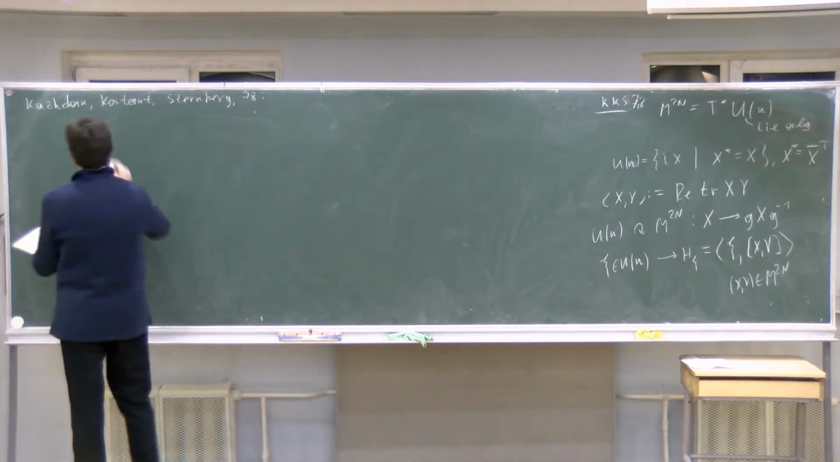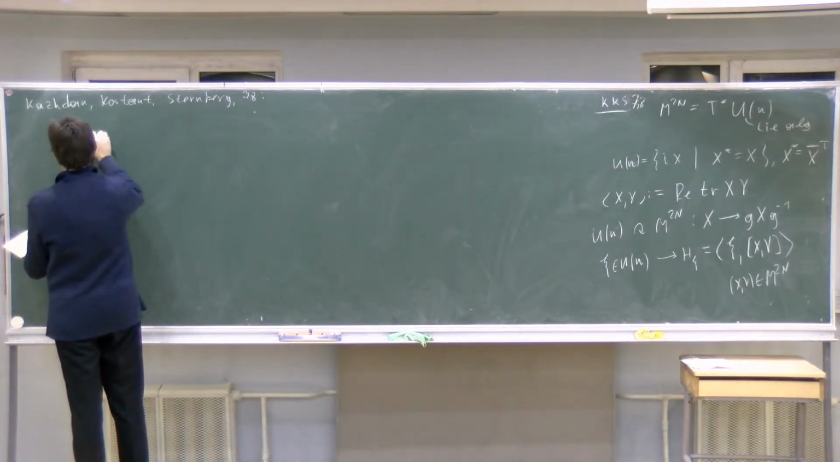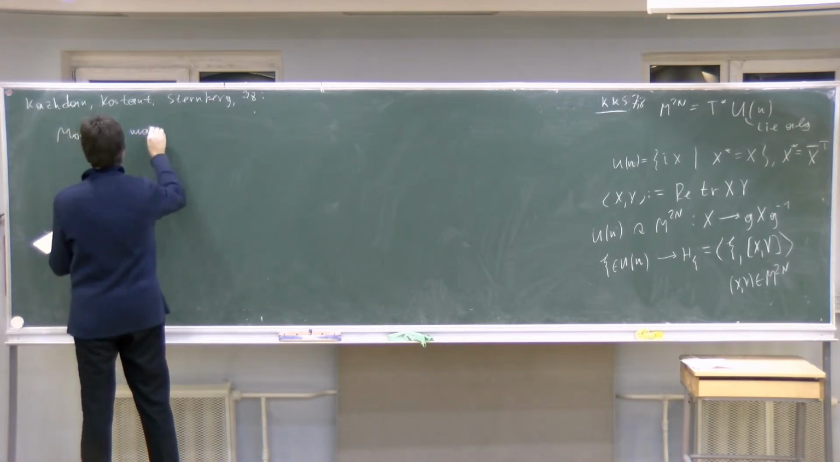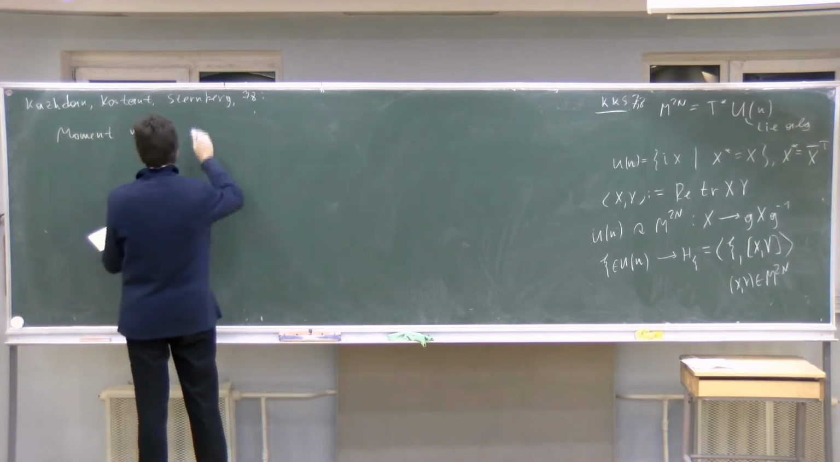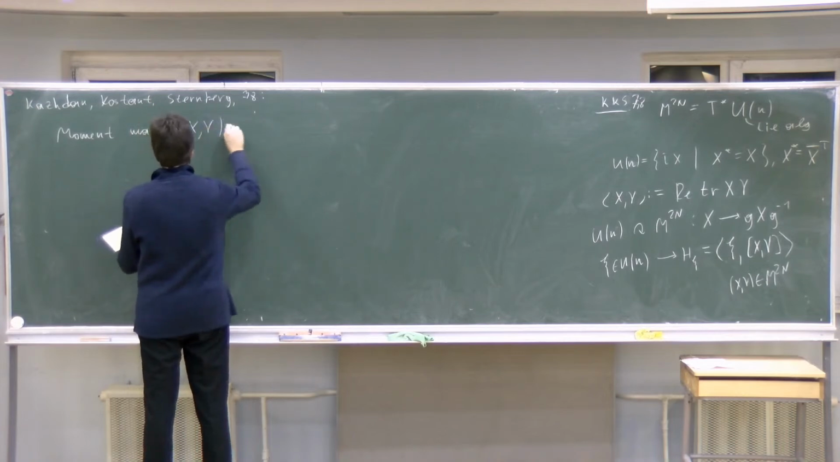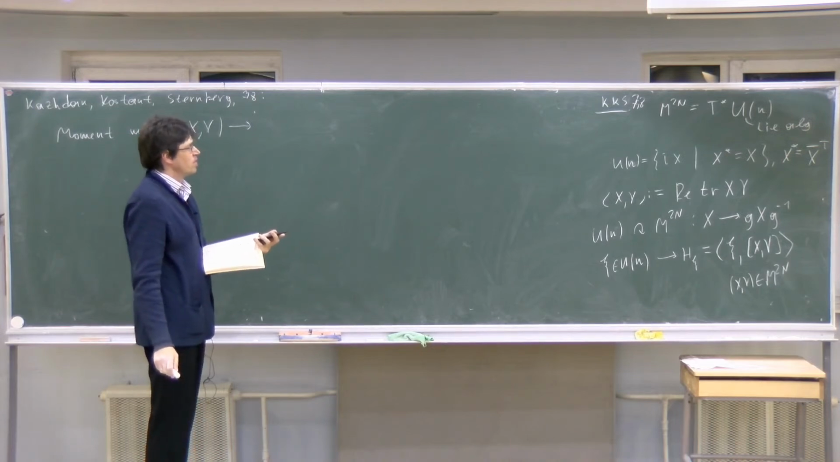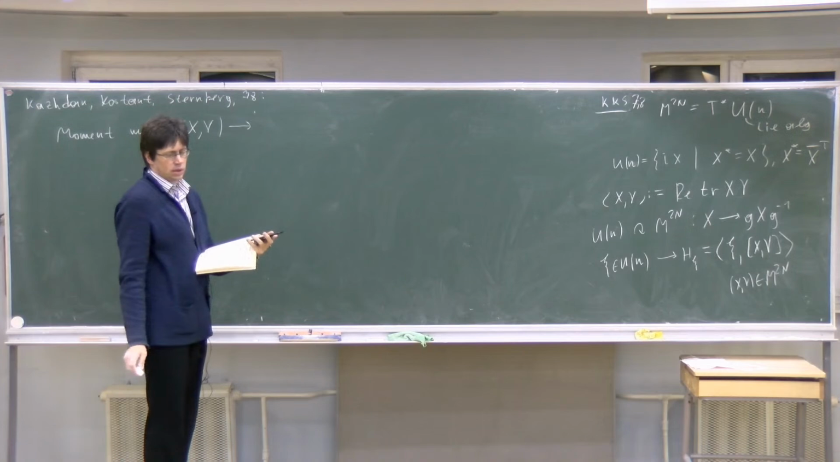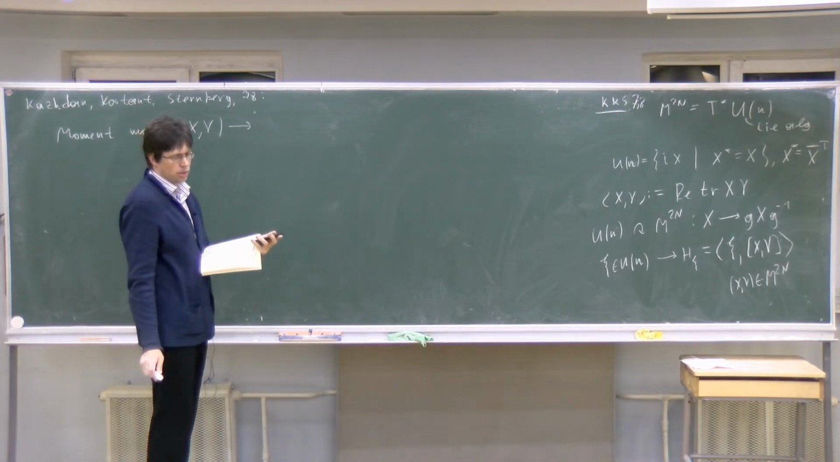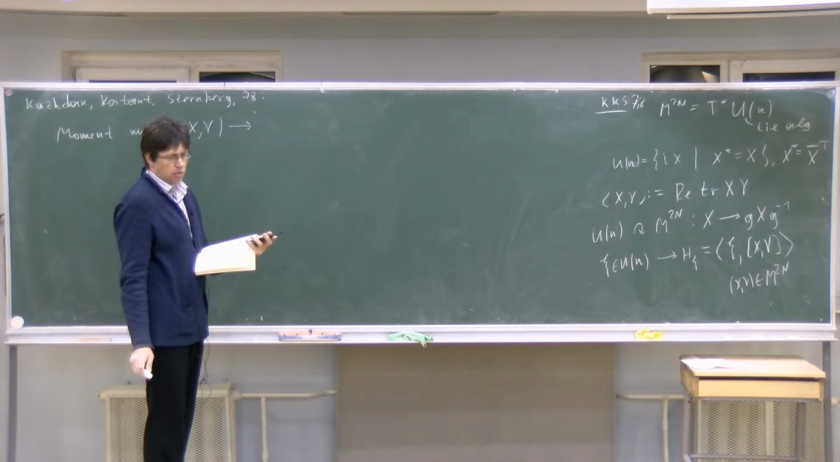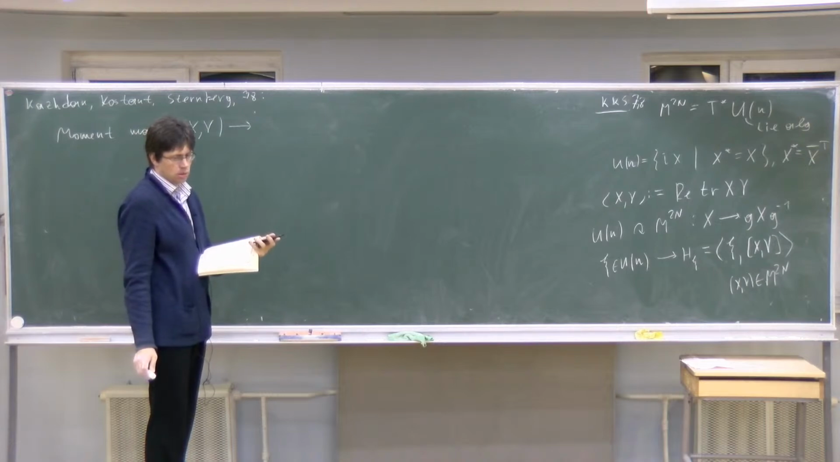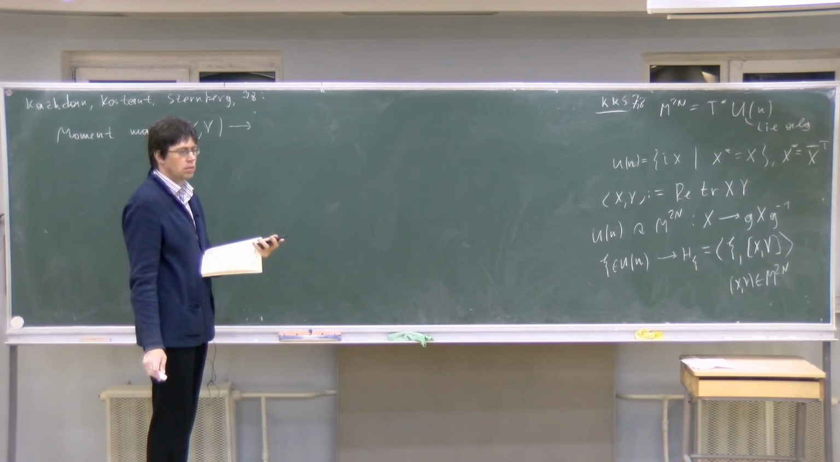Okay, then the moment map. And the moment map sends the pair X, Y to the commutator. This is just the Killing form, a real part of the Killing form, right? Up to a constant, because every invariant bilinear form on a simple Lie algebra is proportional to the Killing form. So it's more or less the same as the Kirillov symplectic structure.